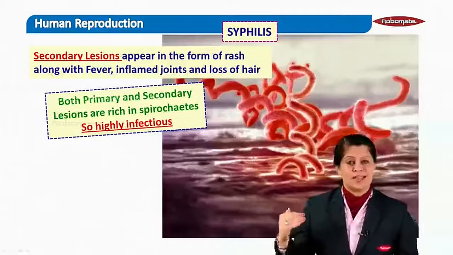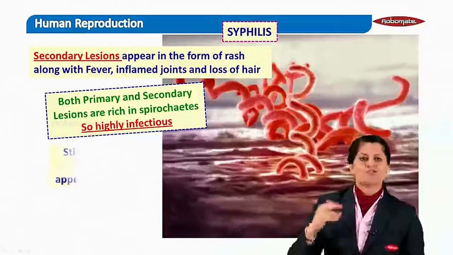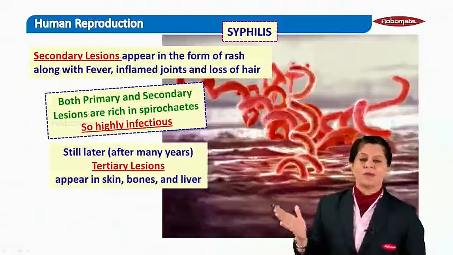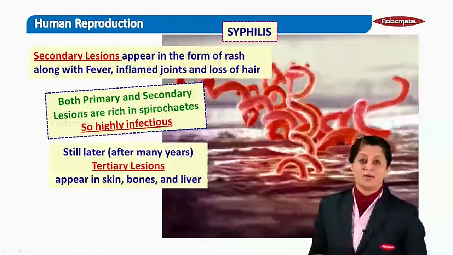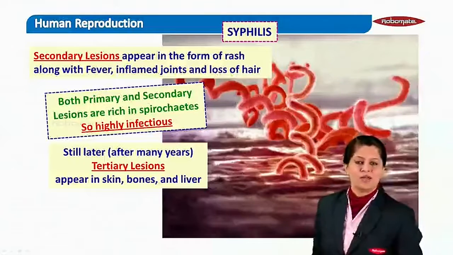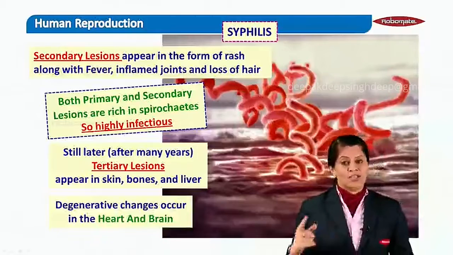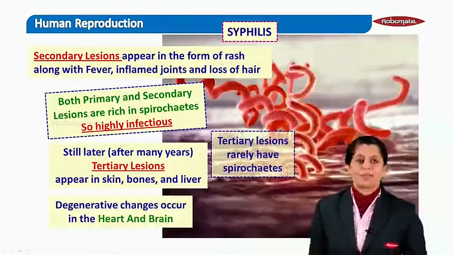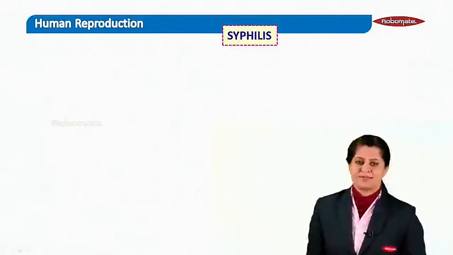Now years later, there can be lesions which we call tertiary lesions. So these tertiary lesions can also appear after many years in skin, bones and liver. They may also affect very important integral organs in a person, brain and heart, causing degeneration of heart and brain. Tertiary lesions rarely have spirochetes.